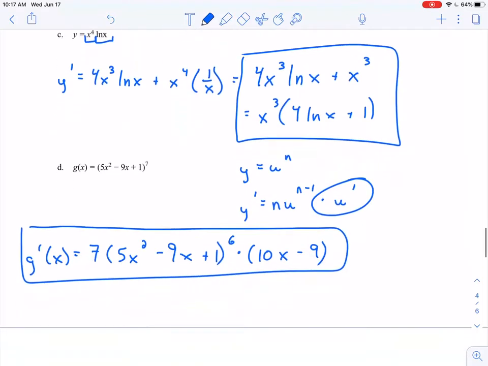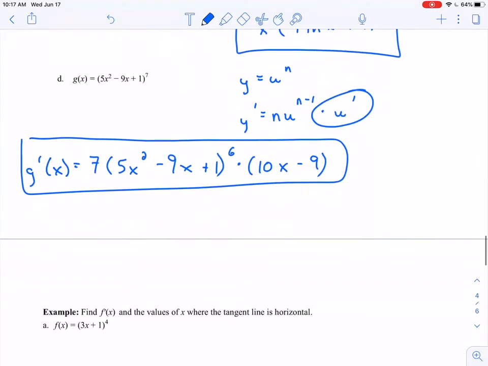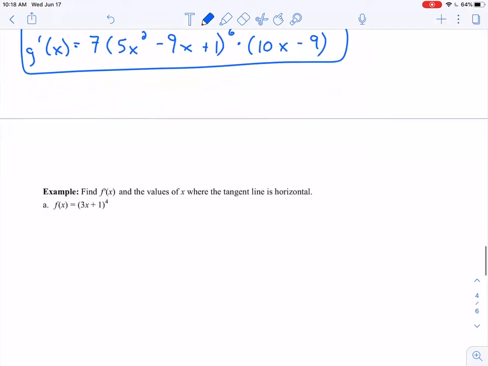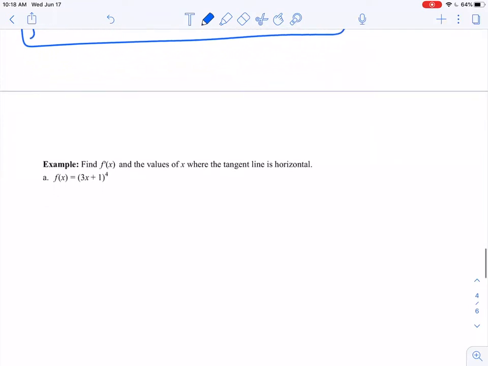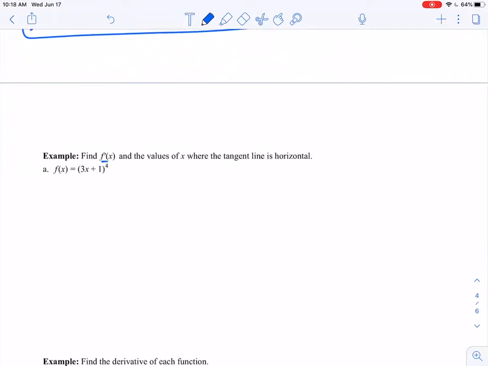Let's look at one more example before we wrap this video up. Just coming back to the old classics of problems. Here I want to find the derivative f prime of x, and the values of x where the tangent line is horizontal. Same stuff we've been doing, right? We're just maybe throwing in the chain rule here.